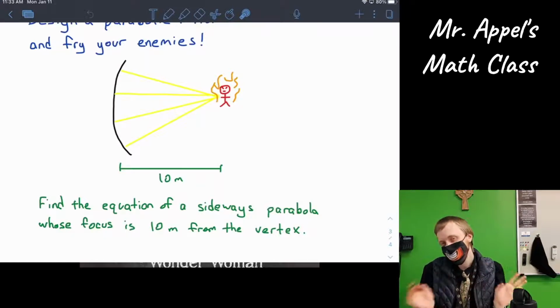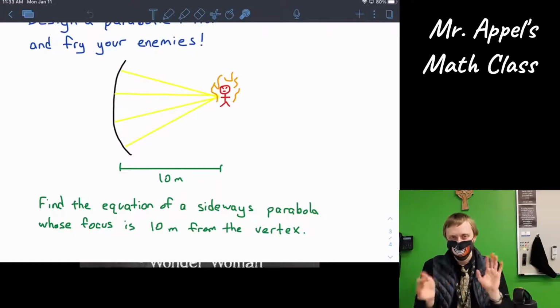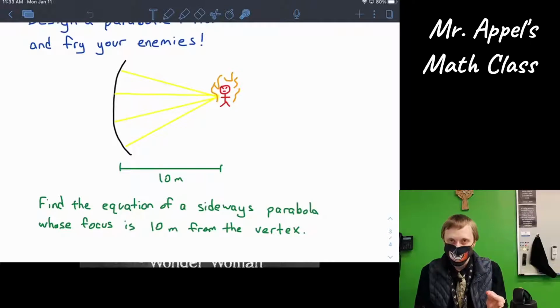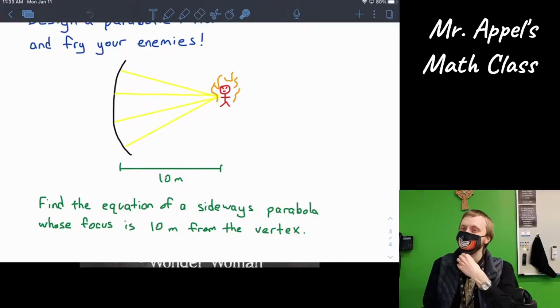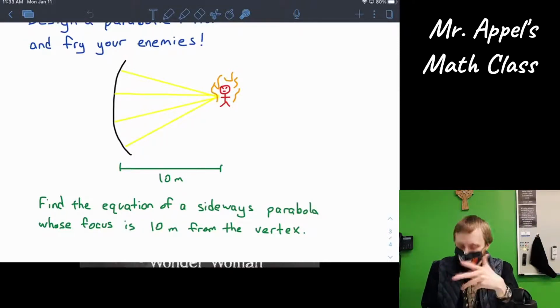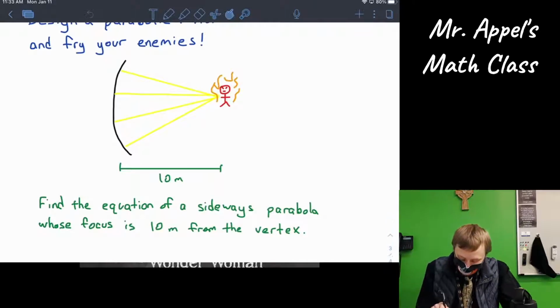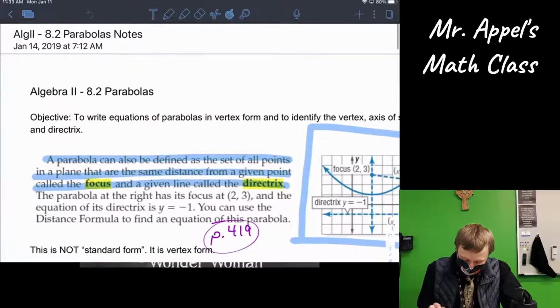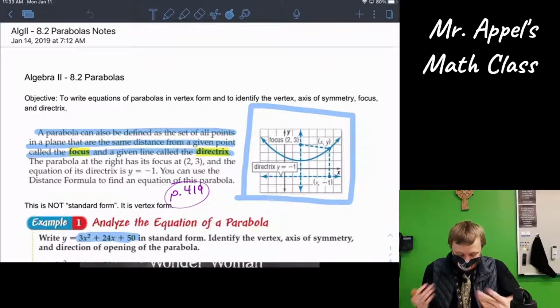Okay, so we're just going to switch x and y. Don't worry about that. The usual x's and y's will be swapped. But with a focus 10 meters from the vertex. Hey, vertex, that's something we know about. We already know how to find the vertex of a parabola. Can we go one step further? And that is what you read about this weekend, is more about parabolas.